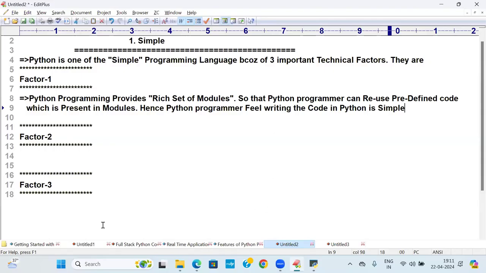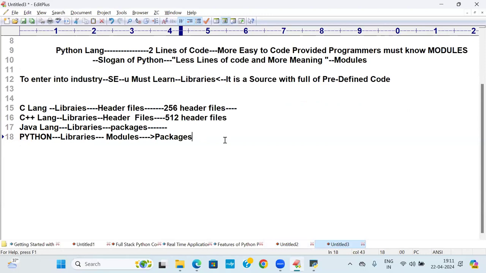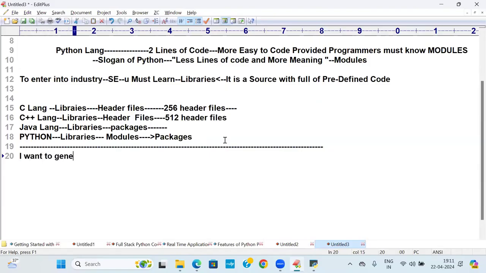Now, my next requirement is that I want to generate what? OTP. I want to generate OTP. A 4 digit OTP I want. Or I want to generate a 5 digit OTP. 5 digit OTP I want.